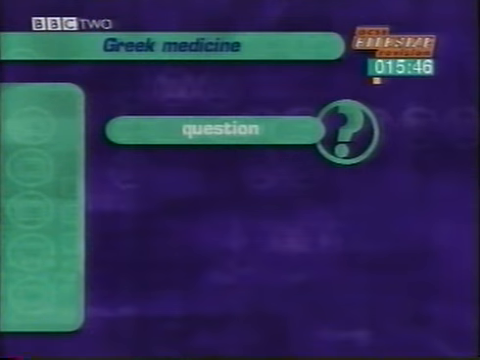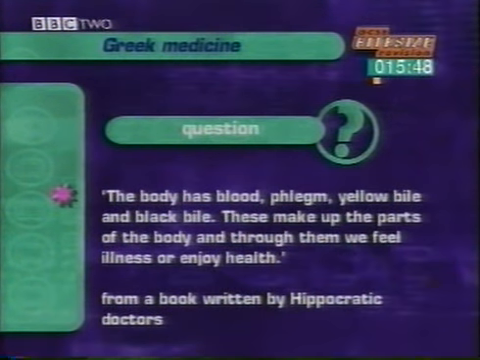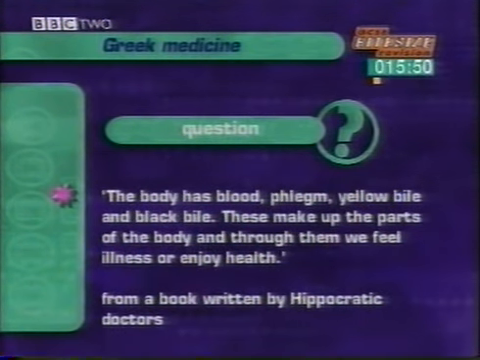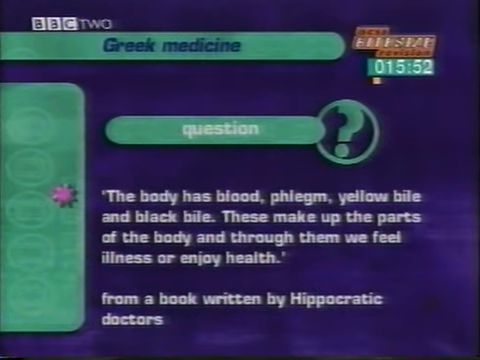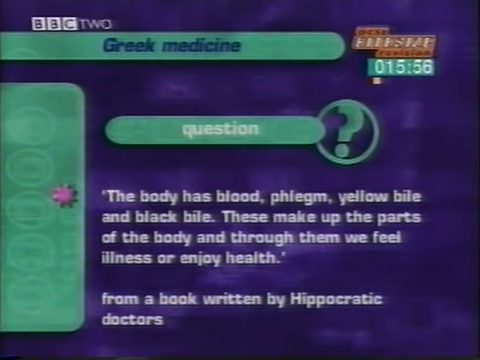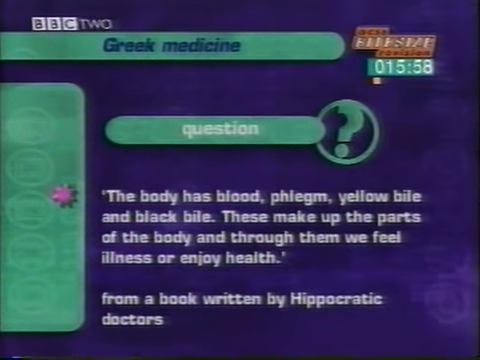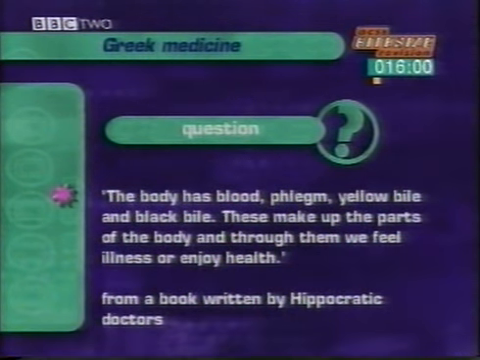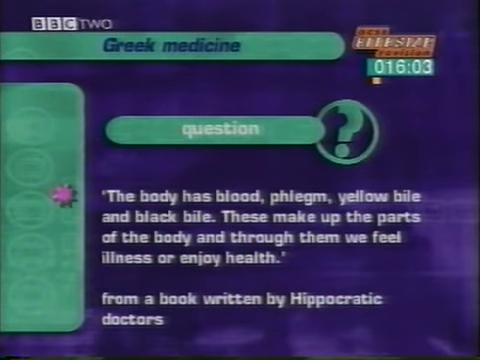Now for some practice. Here's a typical exam question about Greek medicine. "The body has blood, phlegm, yellow bile and black bile. These make up the parts of the body, and through them we feel illness or enjoy health." This is a quote from a book written by Hippocratic doctors in about 400 BC.